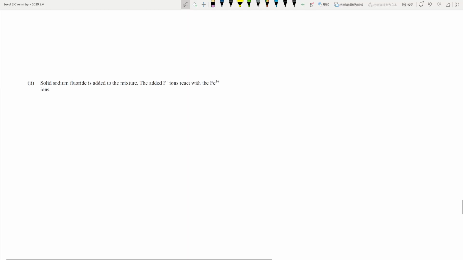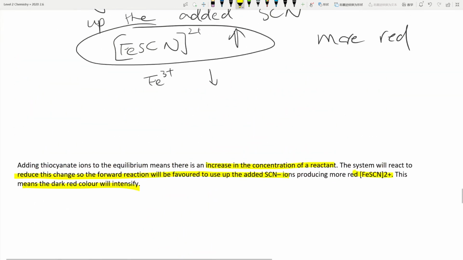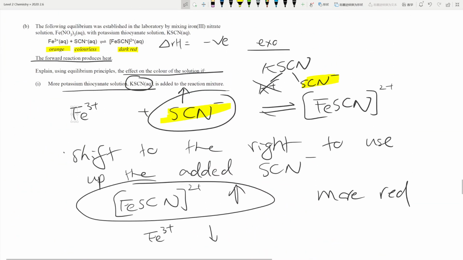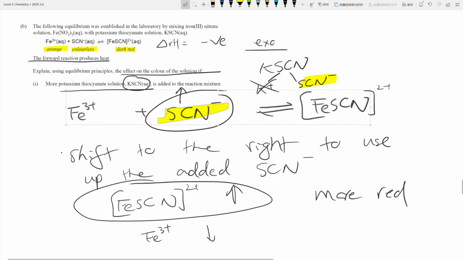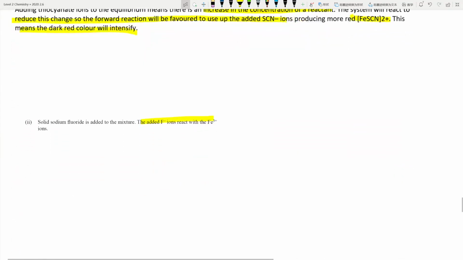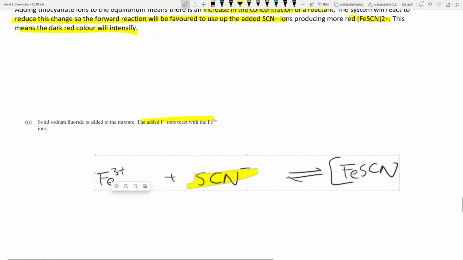This is the last question. Yeah, nope, two more. Sodium fluoride is added to the solution. The added F minus reacts with the Fe3 plus ions. All right, I need to steal my equilibrium. Where's my equilibrium? Can I steal this? Let me just. Does that work? Yes, legend. Okay, so let me just complete this equilibrium.